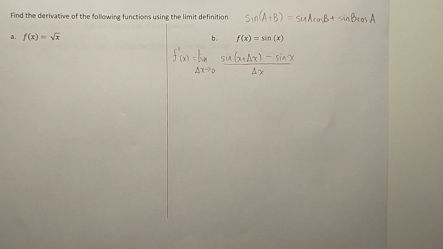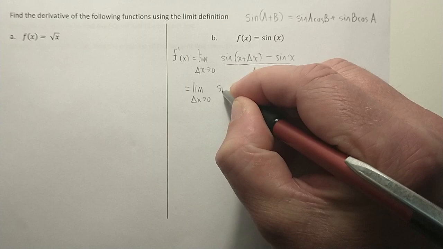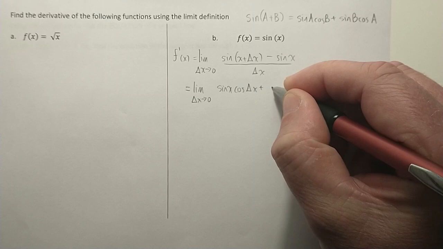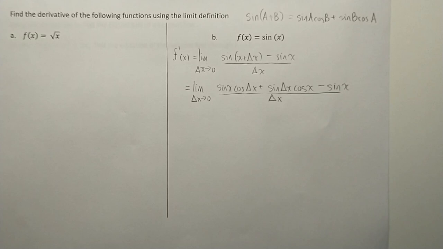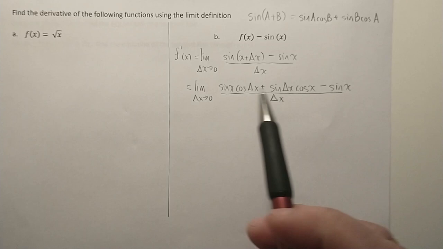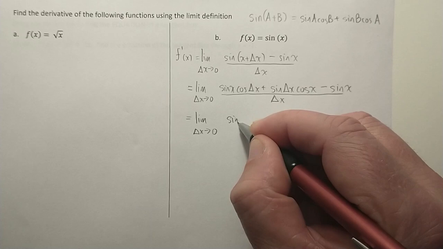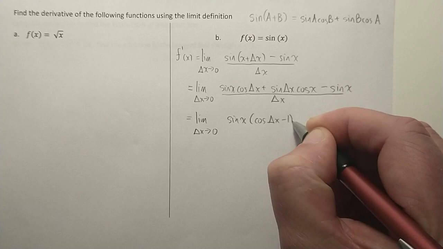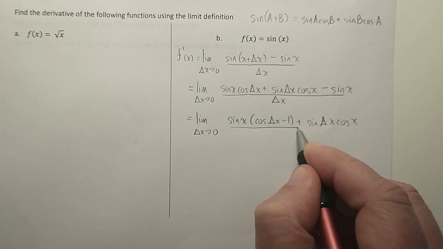And when we apply our little trig identity, we get sine x cosine delta x plus sine delta x cosine x minus sine x all upon delta x. Okay, what we're going to do is take these two terms together. They both have a sine x, and we'll factor out a sine x. And we get that plus that over that.